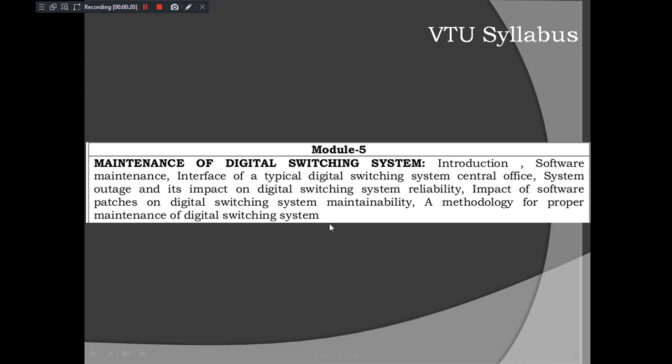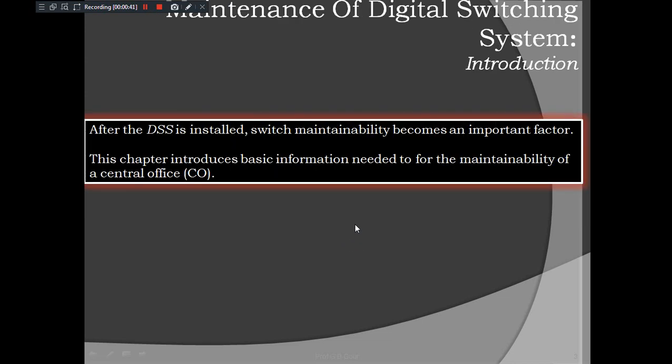It mainly deals with the maintenance of one particular digital switch or whole central office, and it also deals with how to remotely or manually maintain the operation of digital switching systems or networks throughout a particular geographical region.